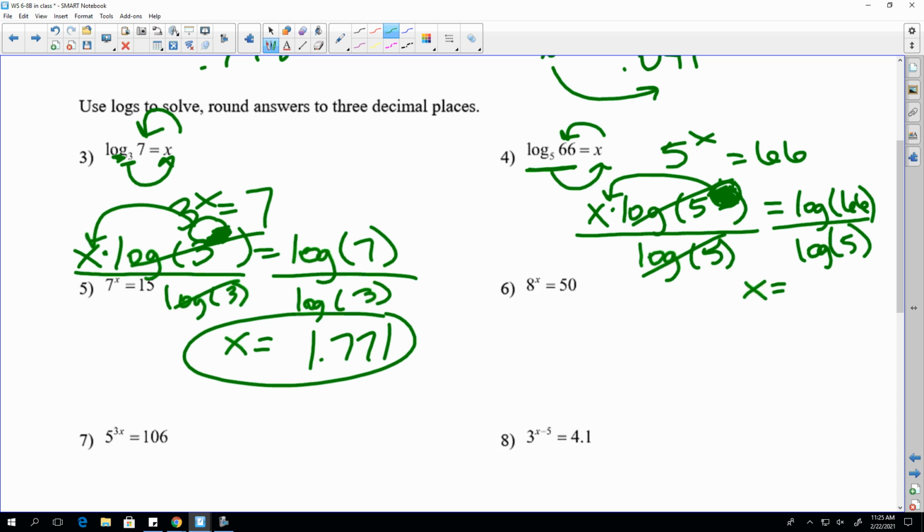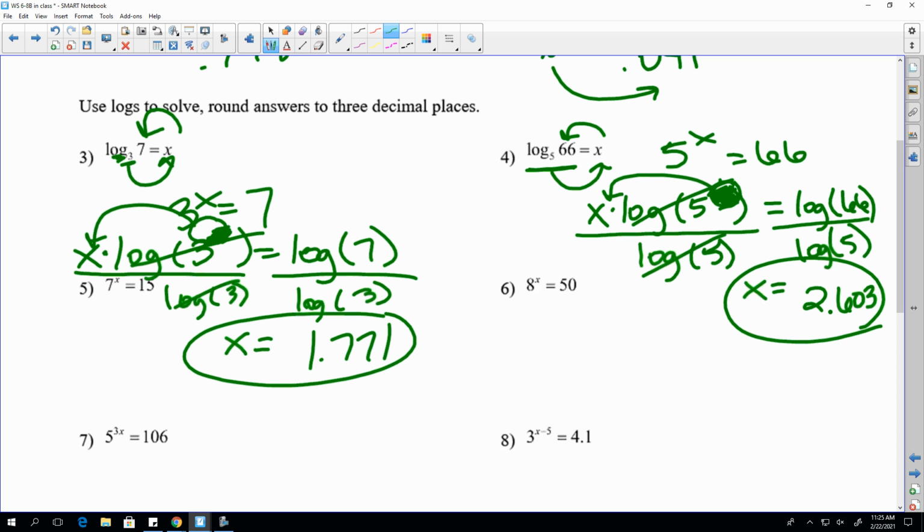Anybody have an answer they want to type in? Log of 66 divided by log of 5. No one's got an answer. Anybody else confirm that? Carla got that too. All right. Good. 2.603. Good. All right. Those are very similar.